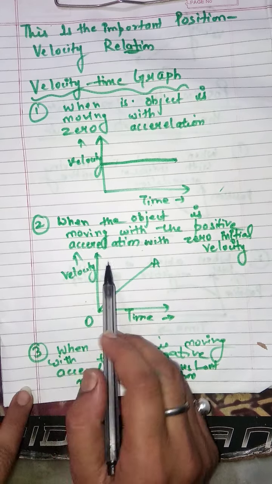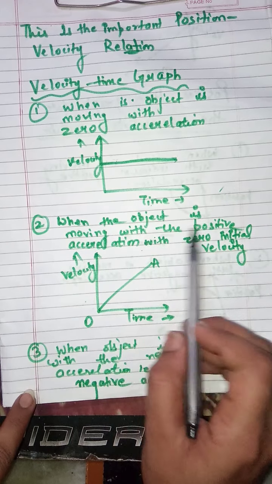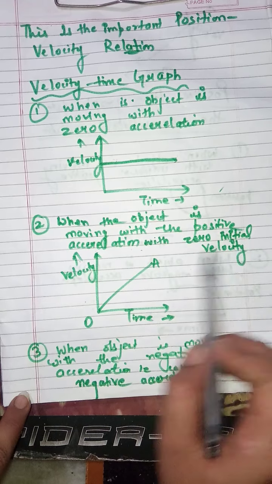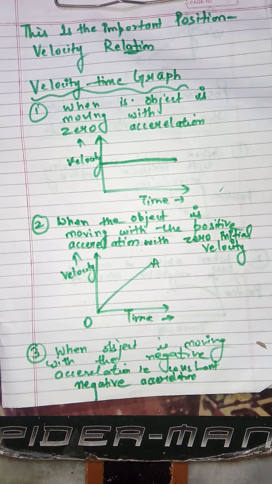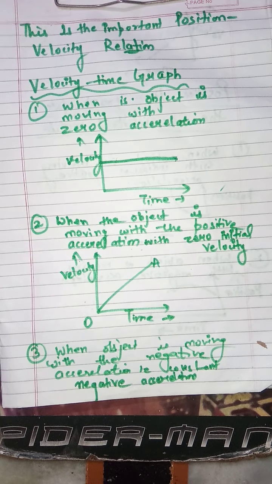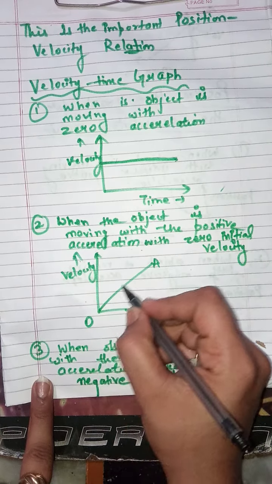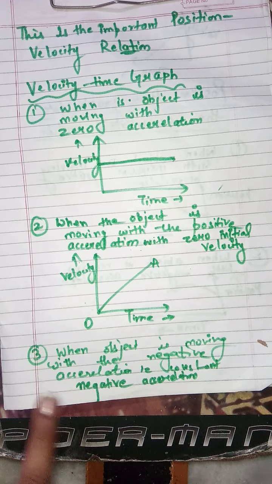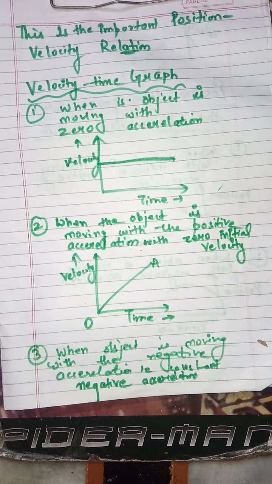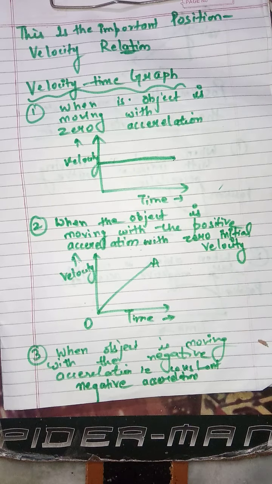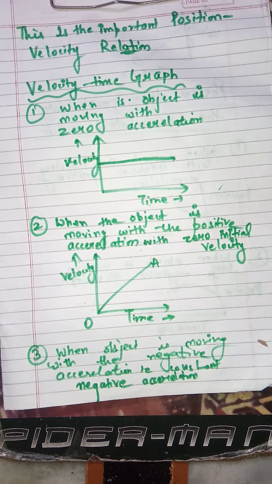Now the second thing is when the object is moving with positive acceleration with zero initial velocity. In this case the graph is given by this straight line. Zero initial velocity means that initially the body is at rest.